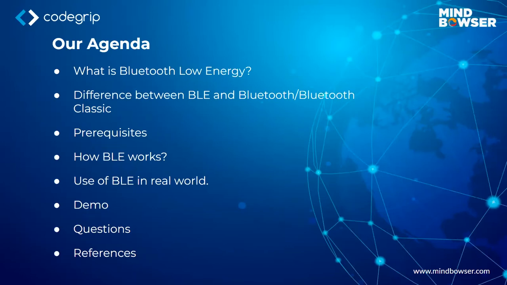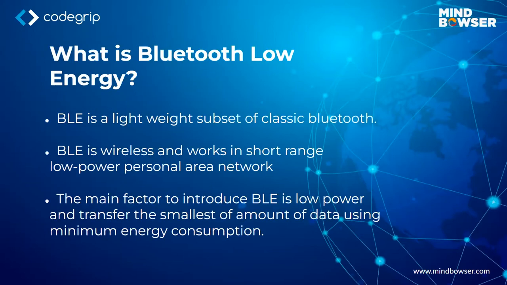So first we'll start with what is BLE. As we all know, Bluetooth is a wireless connection oriented technology. It uses low energy radio waves to send wireless data between Bluetooth enabled devices. Bluetooth low energy is based on Bluetooth and it was released in 2011, and it is also referred to as Bluetooth Smart and Bluetooth 4.0, and we can call it a lightweight subset of Bluetooth Classic.